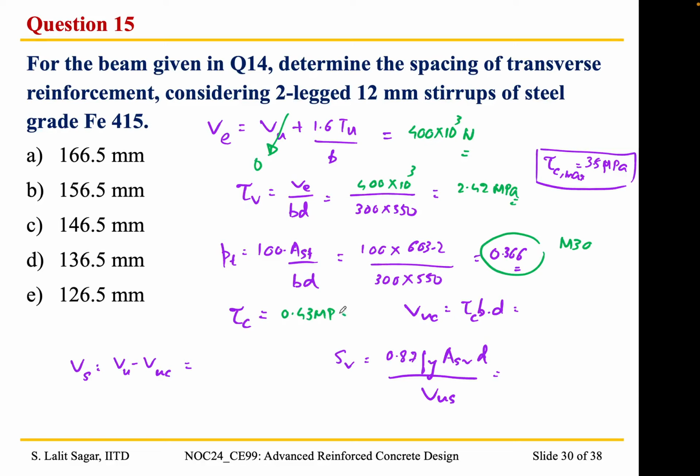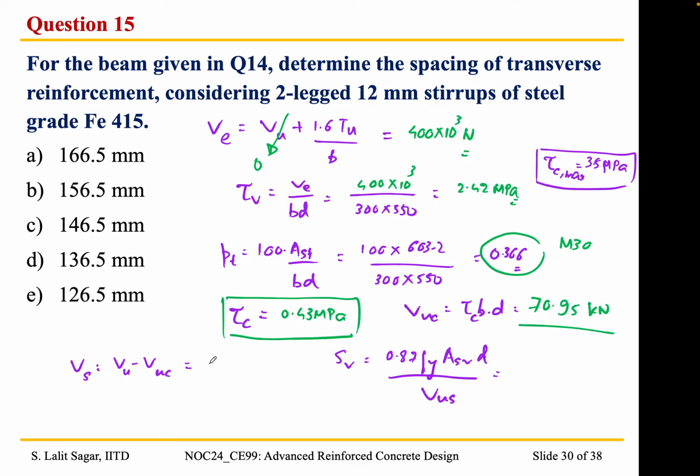Now let us see what happens to our VUC, tau C b d, when you plug the value of b and d as 300 and 550. We obtain the value of VUC as, okay, how much is that? I'm sorry, I have not calculated that. So we get a value of 70.95 kilonewton. That is VUC.